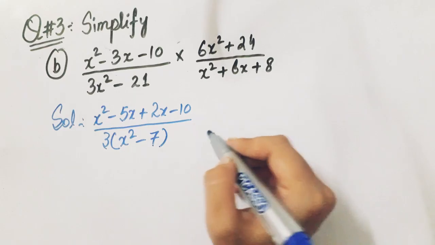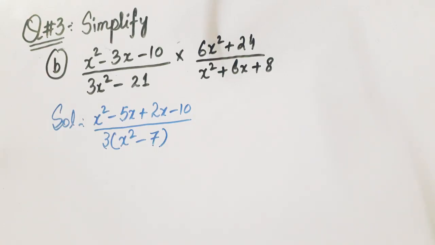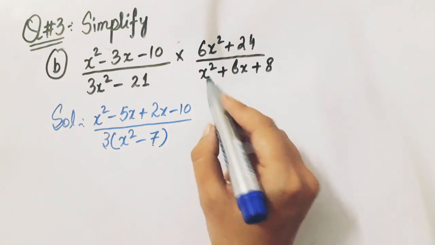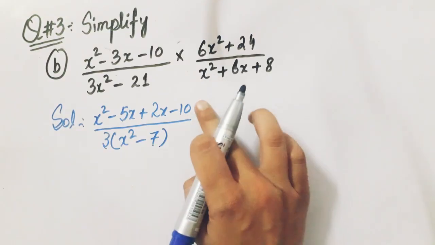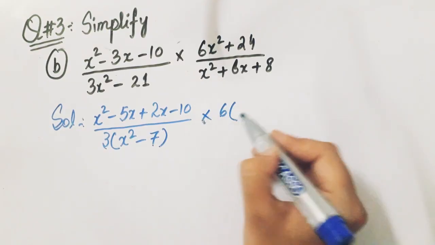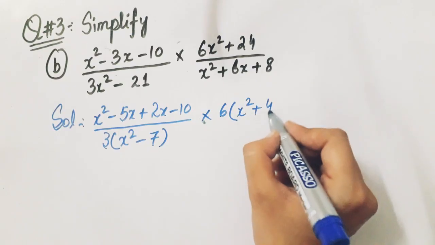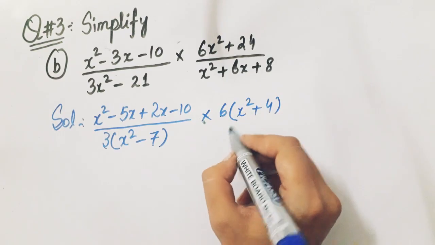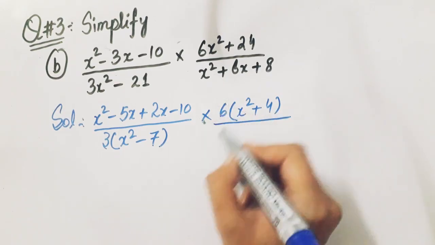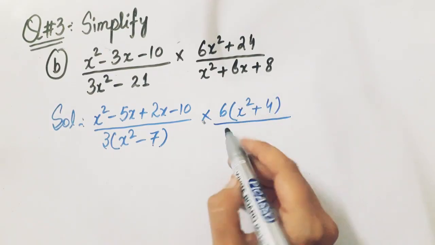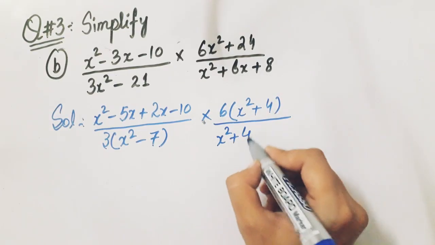Then here we will take 6 as common. X square plus 4. And in the denominator we will make the factors of 8. When they are added gives 6, so 4x and 2x.